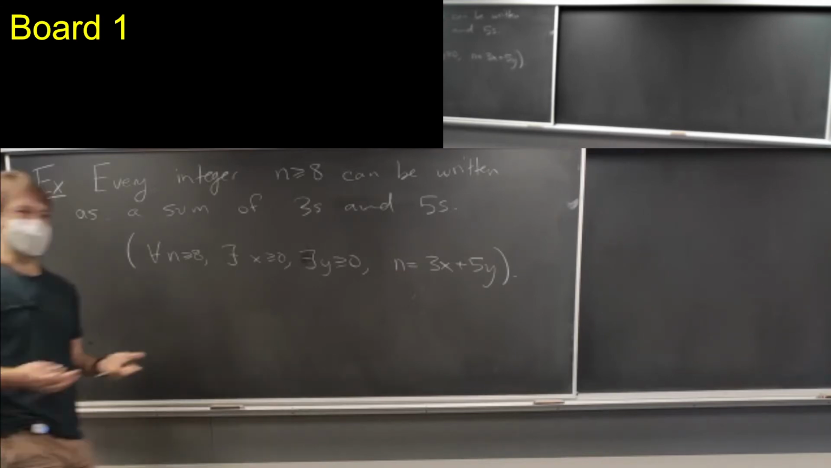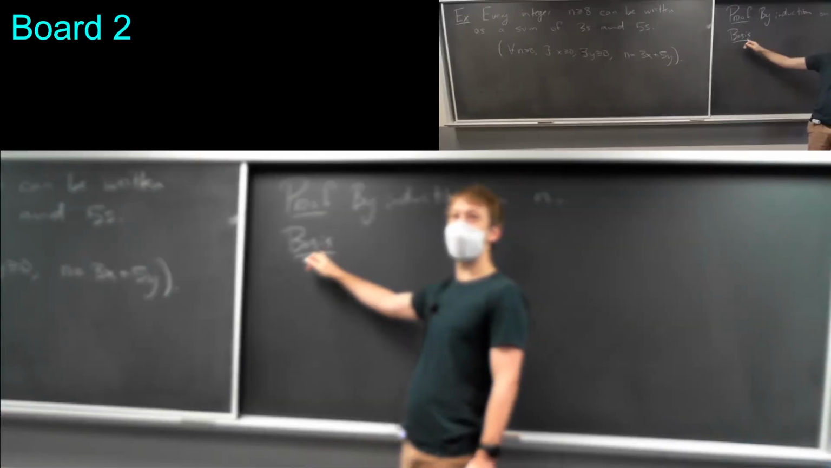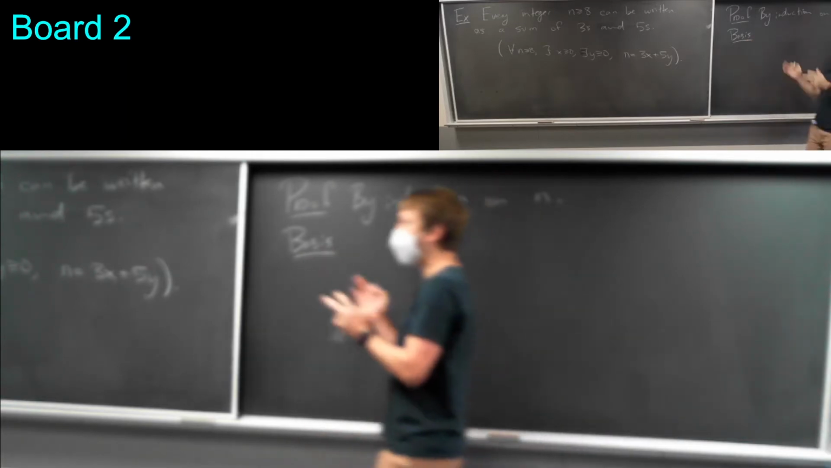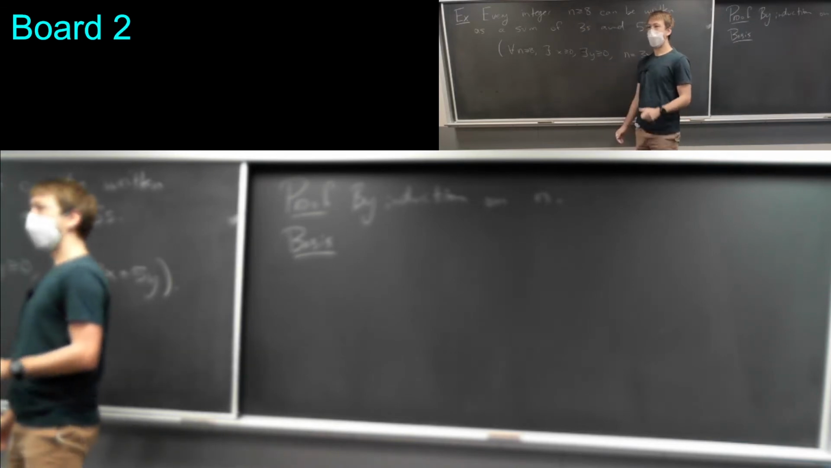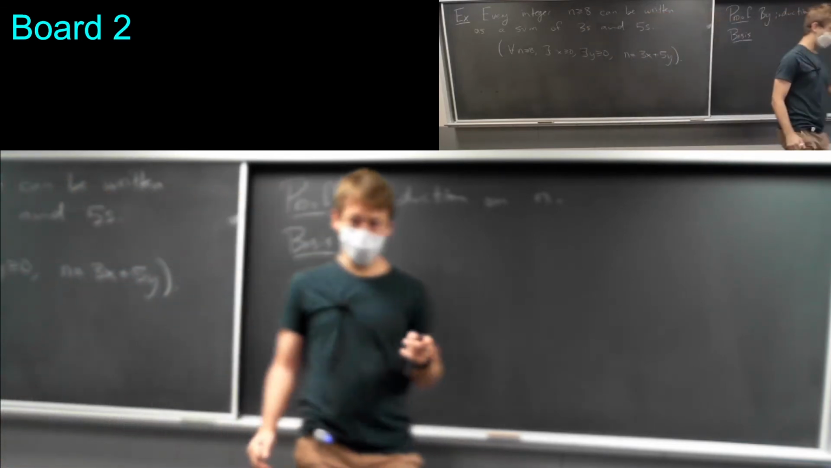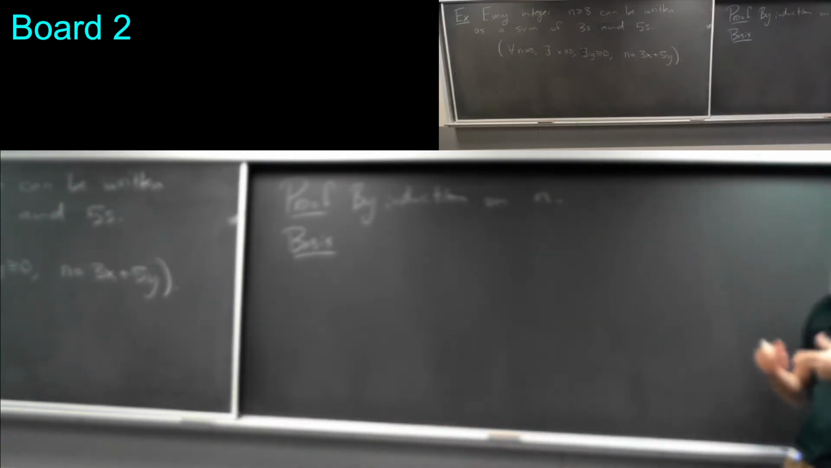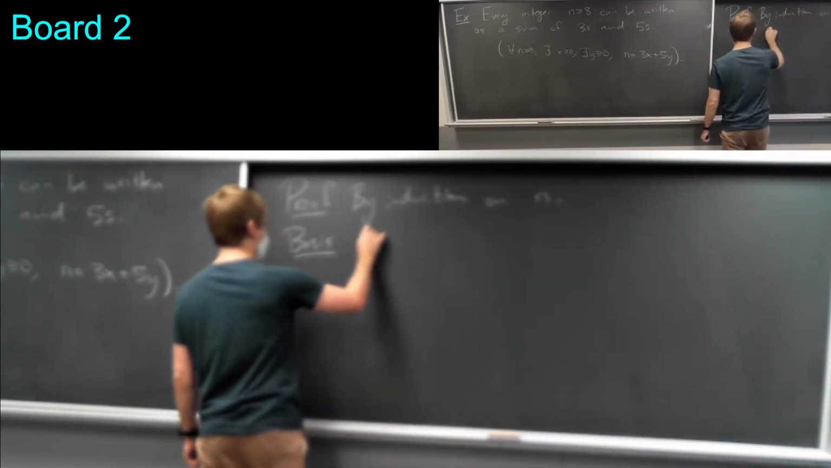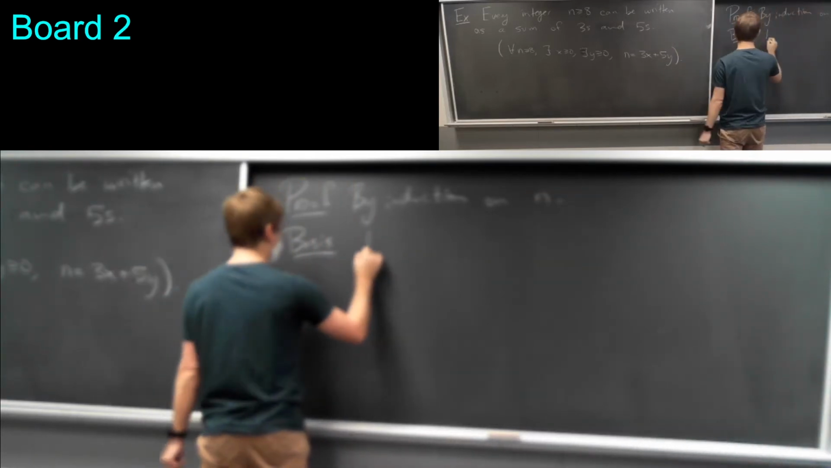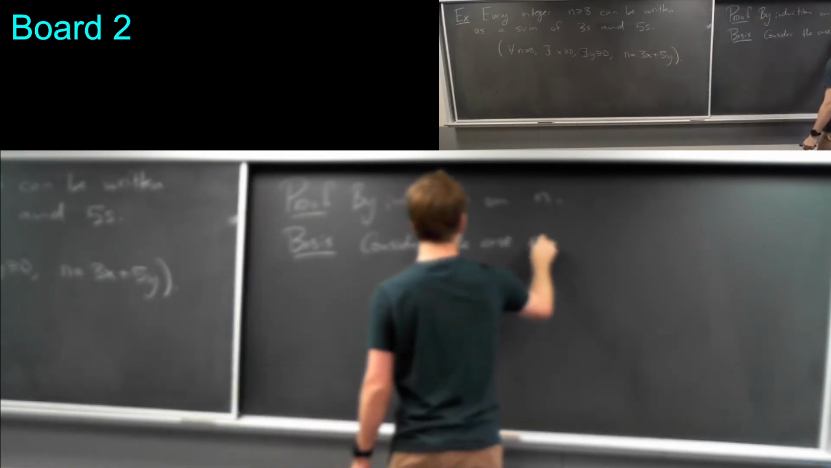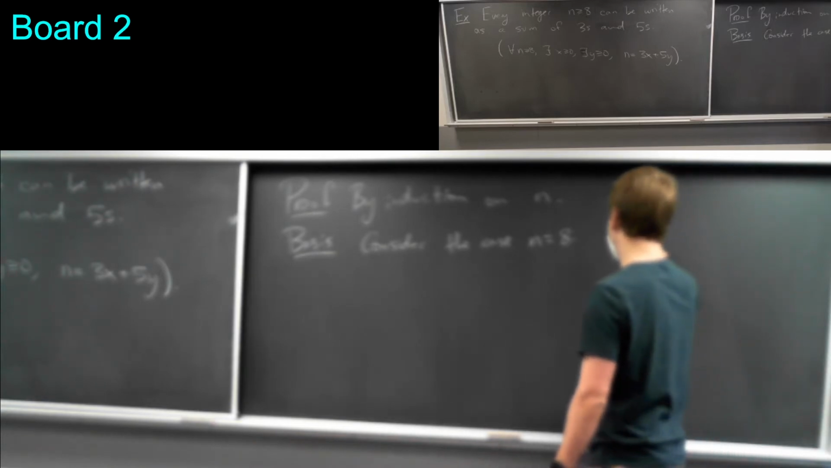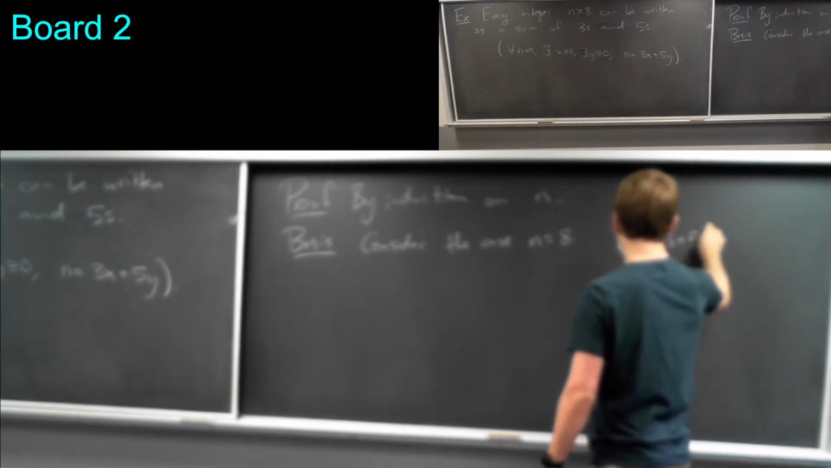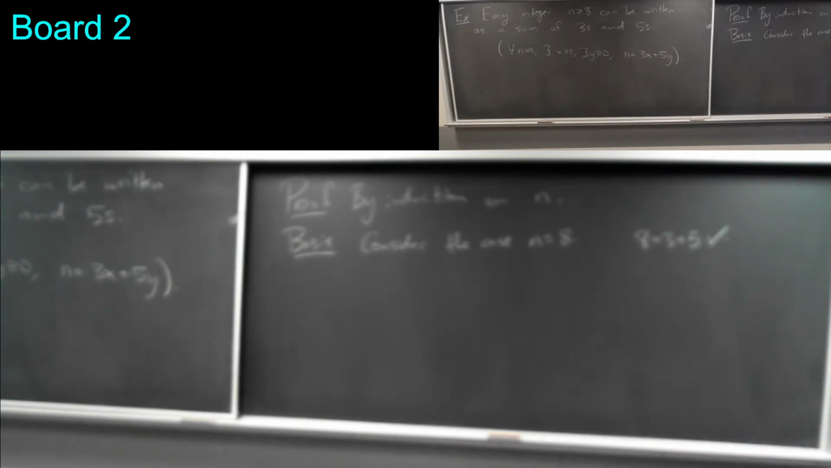So I want to prove this by induction on n. What should I do for my basis? At least the case n equals 8. It will turn out in the proof that it's useful to prove it for more than just the first base case, but certainly we want to start with the first case. So consider n equals 8. 8 is 3 plus 5, so it is a sum of 3s and 5s.